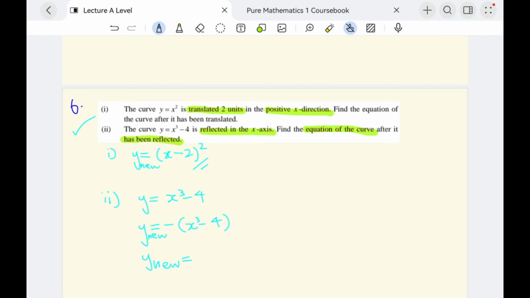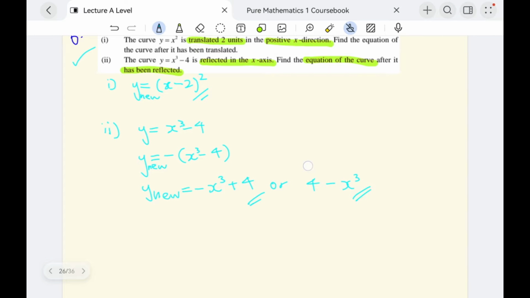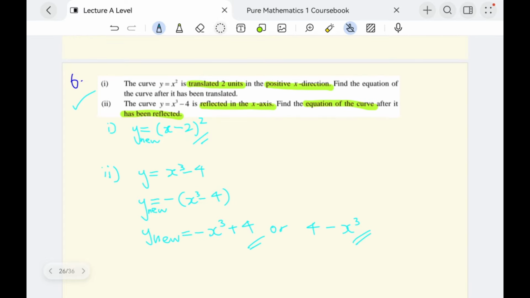So for me, I will leave it as negative x cubed plus 4. Or equivalently, you can leave it as 4 minus x cubed, which is also acceptable. Okay? So that's the end of the discussion of this question. Alright? I will clear it away.